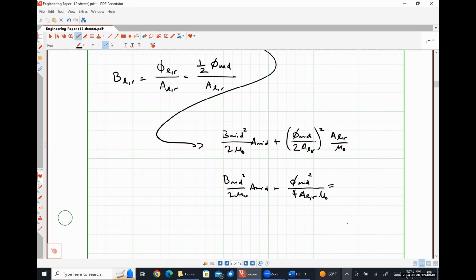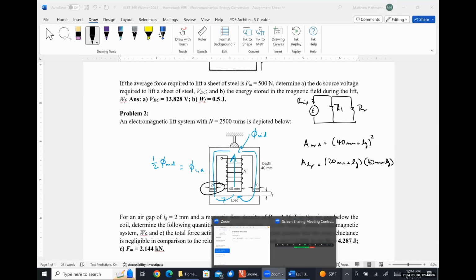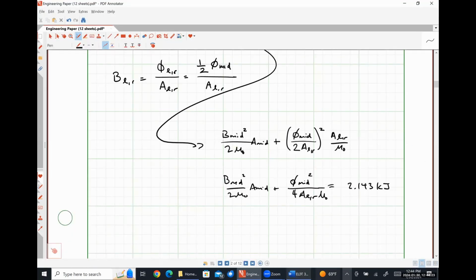And then A plus B. We got 2.143 kilonewtons, because we're dealing with force. Okay. So I must have made some dumb mistake calculating the current because I got. Oh, okay, I see what I just did. Sorry about that.